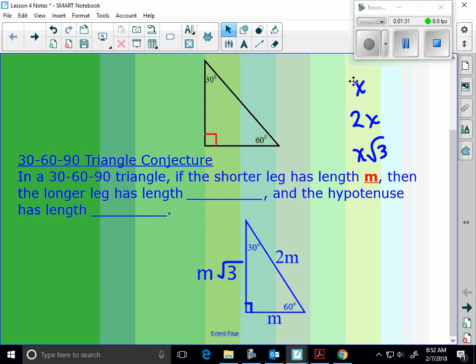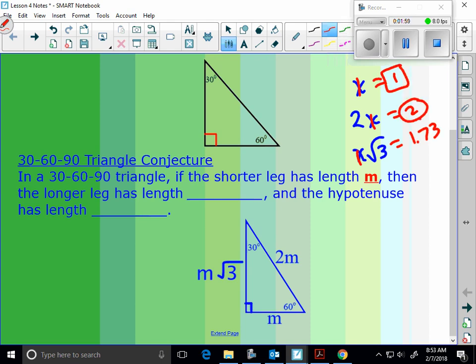Somebody take their calculator, punch in square root of 3 right now. Is it greater than 1? It is not less than 1. Somebody calculate the square root of 3 right now. Give me a decimal. 1.73. So if I plugged a 1 in here, I'd get a 1. If I plugged a 1 in here, I'd get a 2. And if I plugged a 1 in here, I'd get 1.73. So you'd agree this would be the longest side, this would be the smallest side, and this would be the one in between, right?